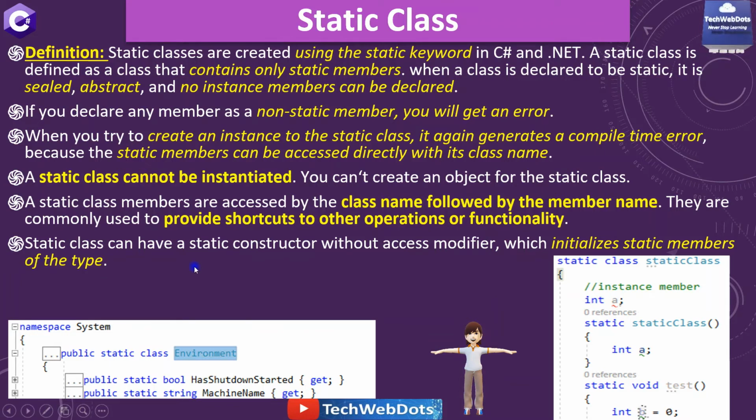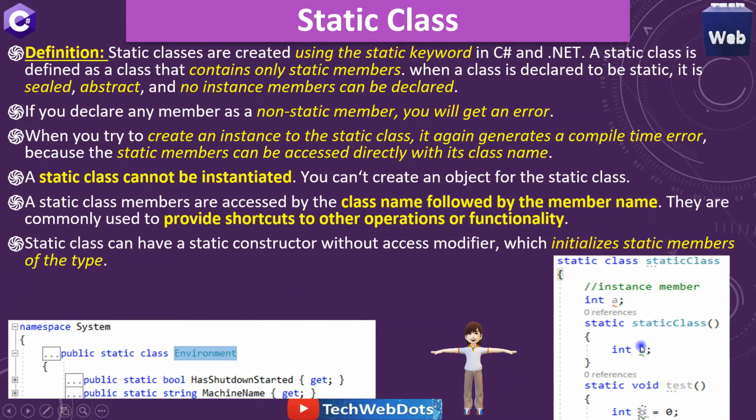A static class can have a static constructor without an access modifier which initializes static members of the type. Okay, if you want to initialize anything, you can specify a constructor over there. As you can see in this System example in front of you, there is one static class which is Environment. Okay, so you cannot make any changes in that class. You can also create your own custom static class with the static keyword. You can create a static constructor as well, but you cannot call it.